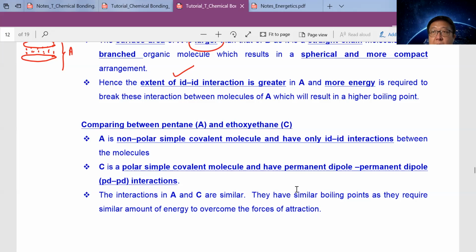You can see from the data itself, even though the PD one, the MR is a bit higher, the boiling point is a bit lower compared to the ID, the compound A. So you must remember to reframe the whole answer to suit the data. By right, we expect C to be the higher one. You are right to say that, no? C to be higher, right?